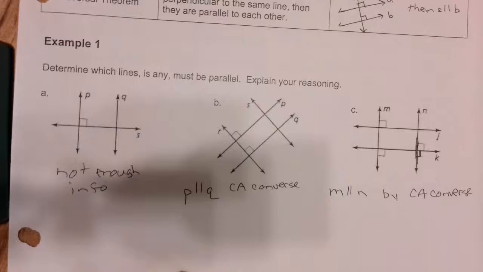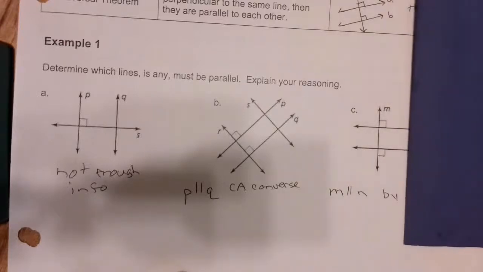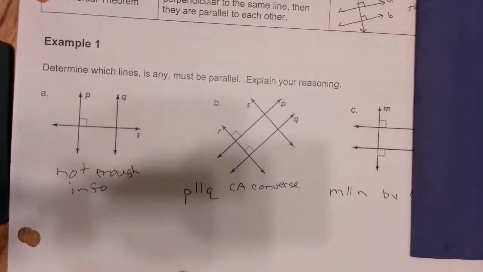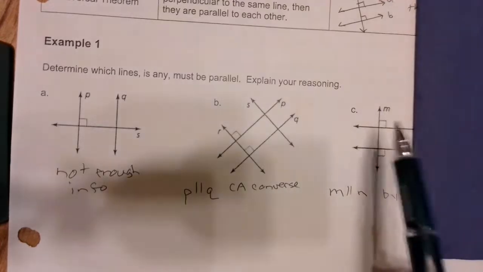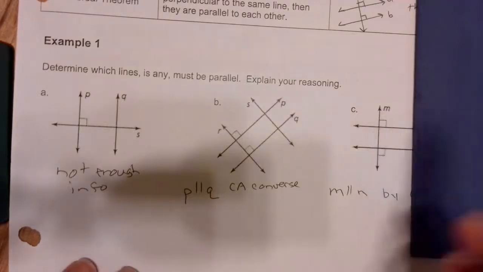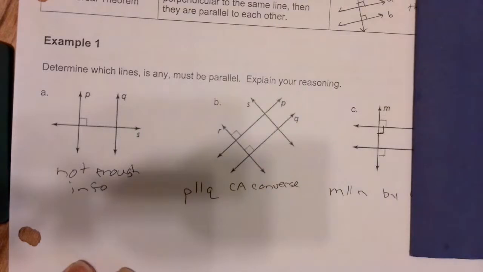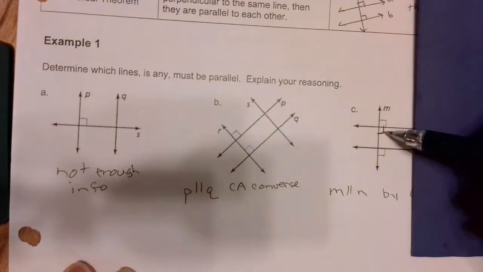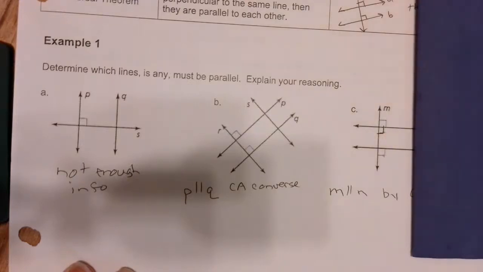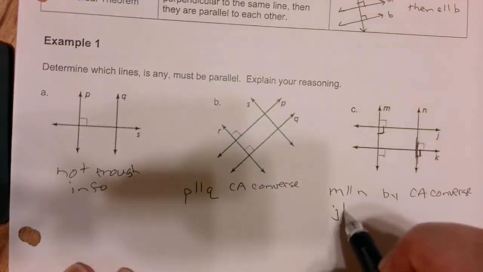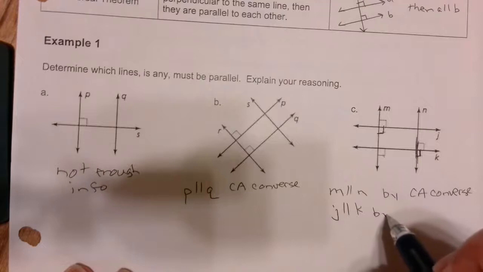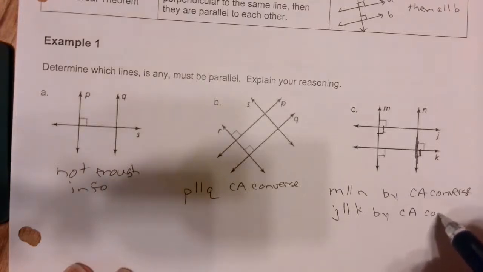Now what about J and K? So let's look at maybe just J and K with this one transversal. The same sort of thing is going on. This top right angle is 90 degrees, which means the bottom right angle also must be 90 degrees, because 90 plus 90 equals 180. And now the bottom right and the bottom right are both 90 degrees. They're both right angles, which means J is parallel to K by the CA converse.